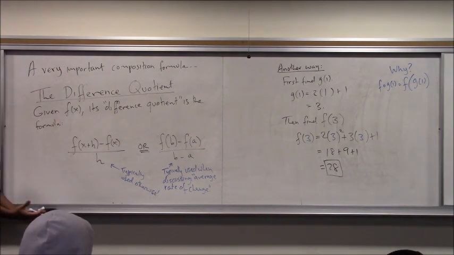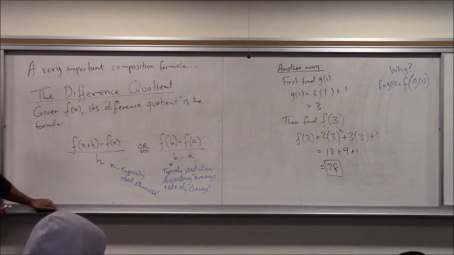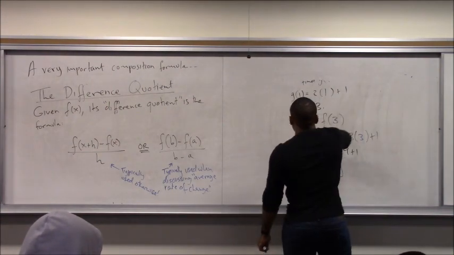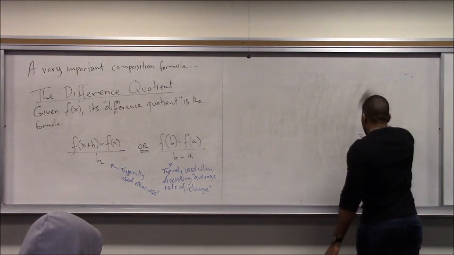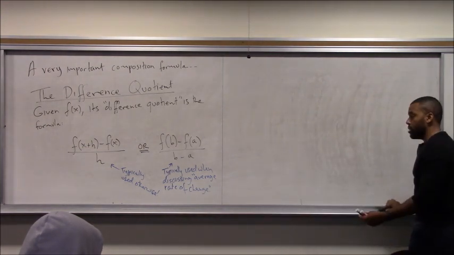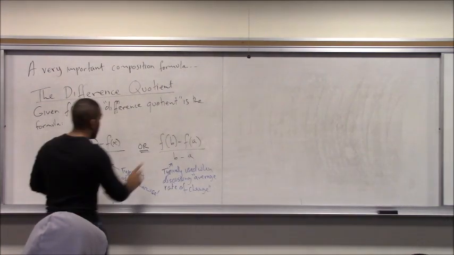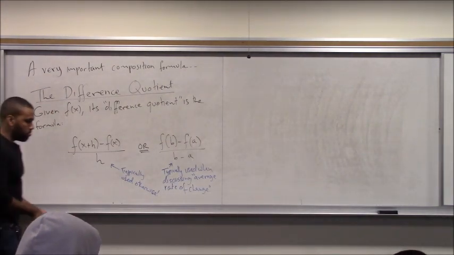Right. So they're essentially the same formula, and when we revisit this, I'm going to explain to you why they're essentially saying the same thing. But you should know both formulas at this point. So if I ask you to compute the difference quotient, I give you a function. Here's a function, find its difference quotient. You should know that you should be computing one of these two things.